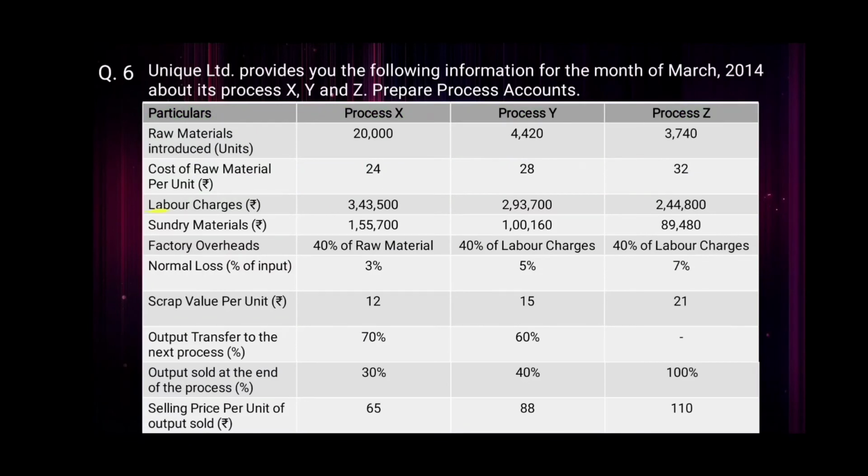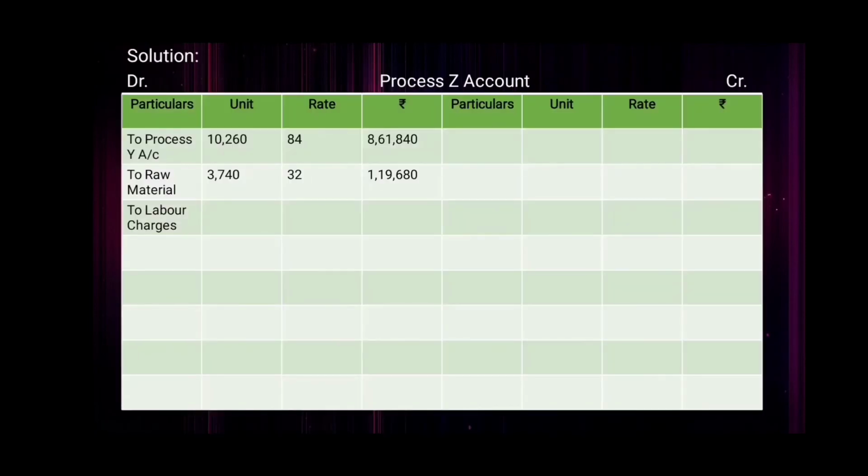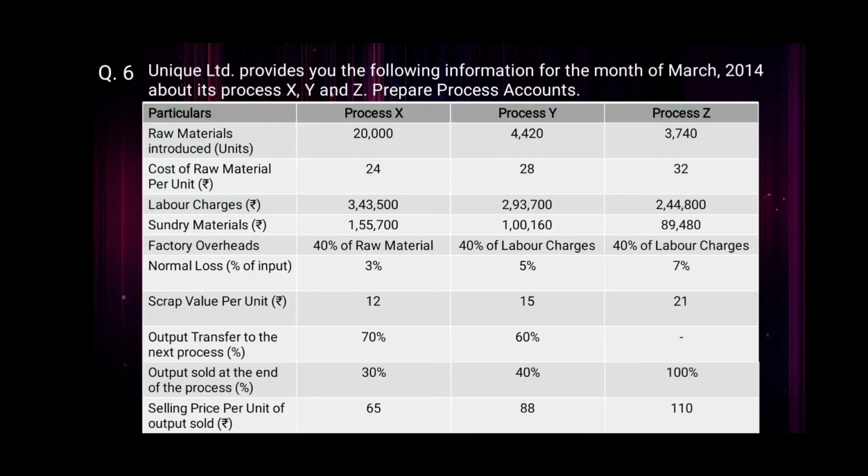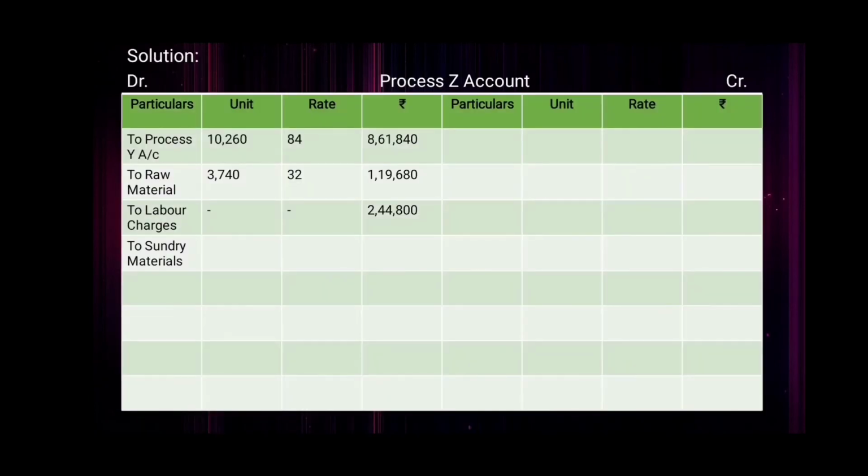Next, labor charges, which is given as 2,44,800 in process Z. So we'll record it to labor charges. Total amount is 2,44,800. Next, sundry material is given as 89,480 for process Z. To sundry materials, amount is 89,480.